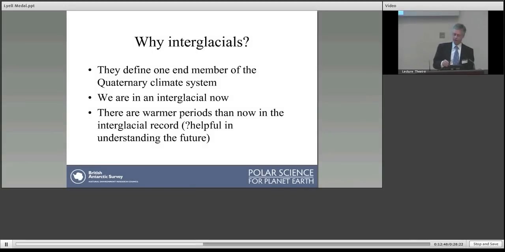I think in a very real way, interglacials are important because climatologists claim, to some extent, to understand today's climate, because if you put all the forcings in, then you get a climate a bit like today's in a model. But on the other hand, we don't really understand it at all, because we don't understand why we're in an interglacial exactly now, rather than 20,000 years ago. So actually this is quite fundamental to understanding today's climate.